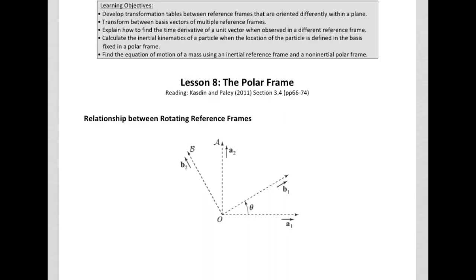Hey folks, in Lesson 8 we're going to start untangling some of these issues that we've been experiencing with multiple reference frames by introducing a very handy reference frame called the polar frame. So recall that we're starting to choose multiple reference frames, and I've told you before in class that it's because it really makes the process of solving these problems much easier.